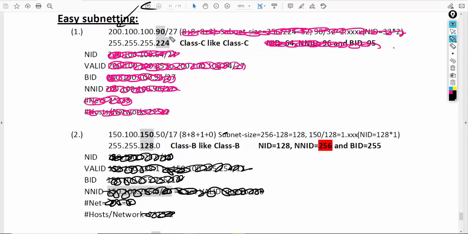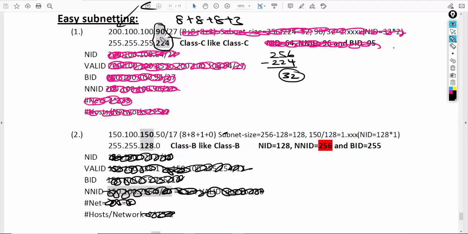So /27 is nothing but 24 plus 3. 27 is 8 plus 8 plus 8 plus 3, and 3 is 224. So 255.255.255.224. The problem is the last number because it is not 255 or 0. Now my magic starts. My subnet size is 256 minus 224. The answer is 32. So my subnet is starting with 0, 32, it keeps on going.